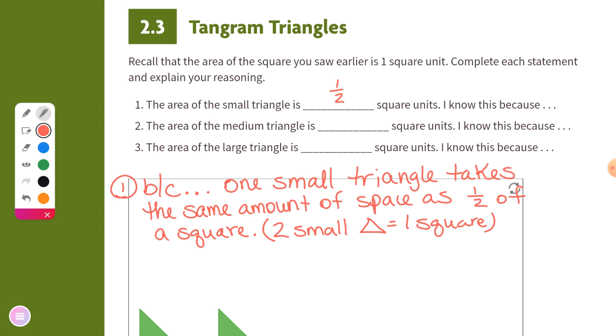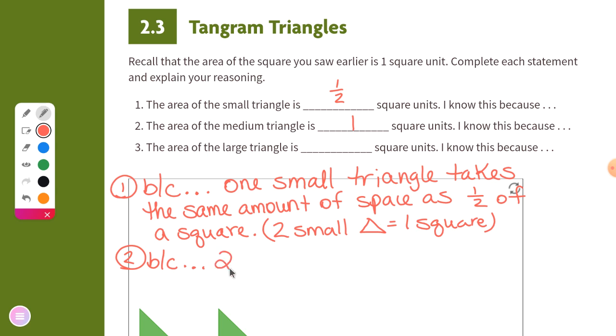Number 2 says the area of the medium triangle is blank square units. I know this because. Nolan, what do you think? Hold on, what's your answer? Number 2, in the first blank. The area of the medium triangle is 1 square unit. I agree with that. Now, what is your reasoning? I know this because these small triangles are 1 unit and they are the same size as a medium triangle. Okay, so I'm just going to reword that a little bit.